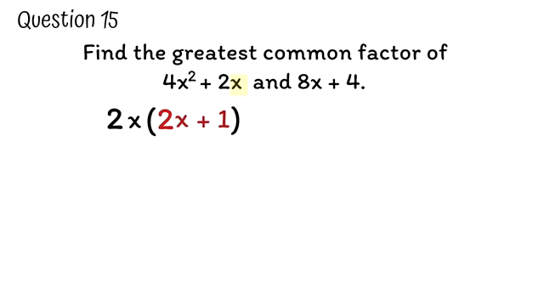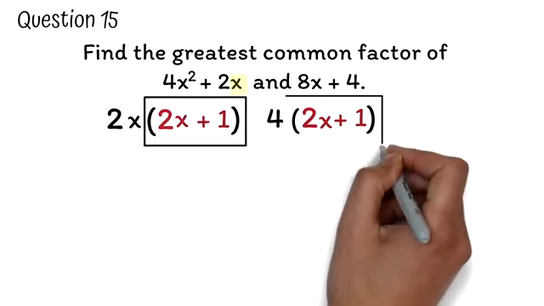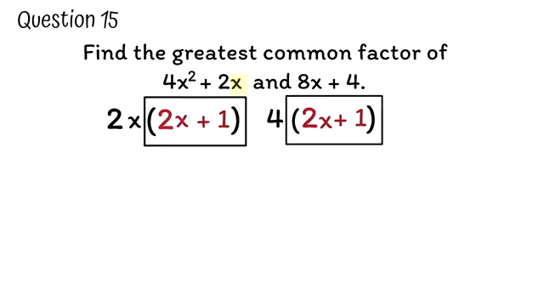We do the same kind of factorization for the 8x plus 4. We can factor 4 out because 4 can divide both numbers without a remainder. 8 divided by 4 is 2, and 4 divided by 4 is 1. We cannot factor the x, so we leave it here. Finally, we can see that 2x plus 1 is common to both polynomials. That will be the greatest common factor. So the GCF is 2x plus 1.